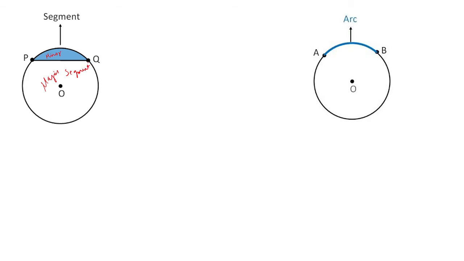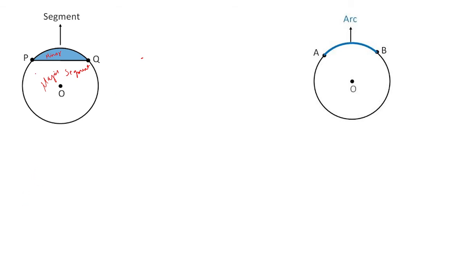Clear with that? See, even from here to here, if I draw, I can call this a segment again, no problem. Or even from here to here, this area is also called a segment, from one end to another. So there are minor and major segments. The smaller area will be called the minor segment, the larger area will be called the major segment. So be careful with that.